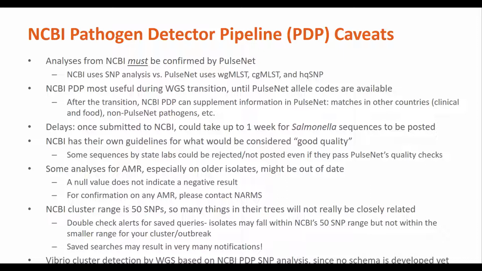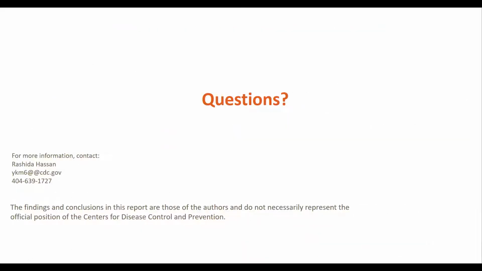One other caveat PulseNet wanted us to mention is that Vibrio cluster detection by whole genome sequencing is currently based on NCBI's SNP analysis, since there is no other schema developed. So just a very brief overview from CDC's end, and I believe we're doing questions at the end.